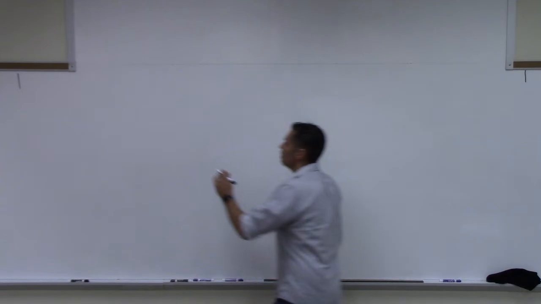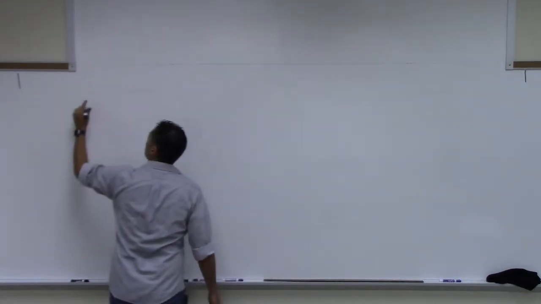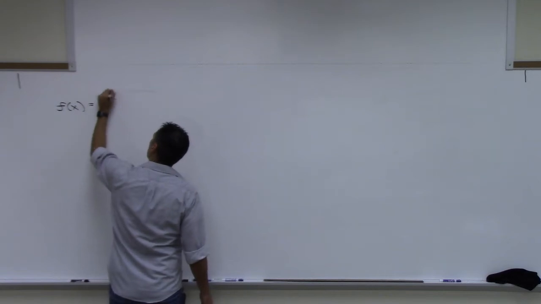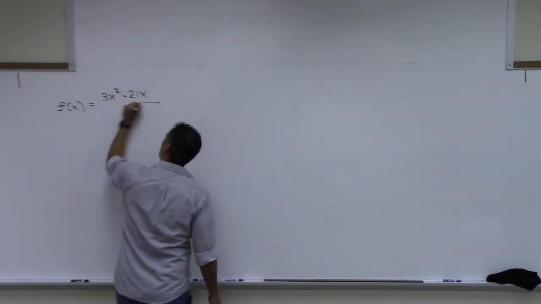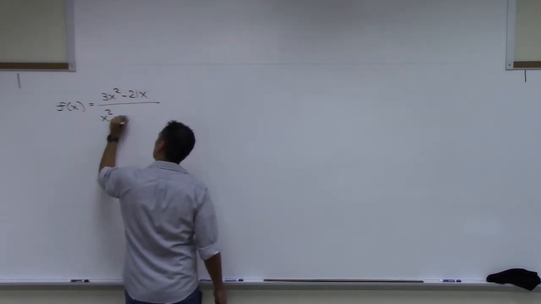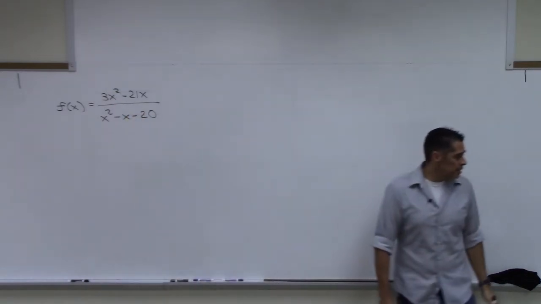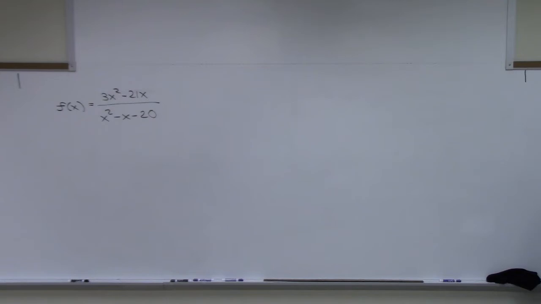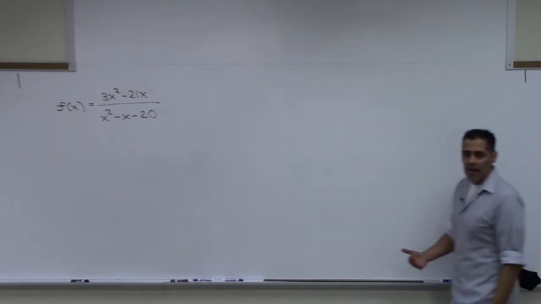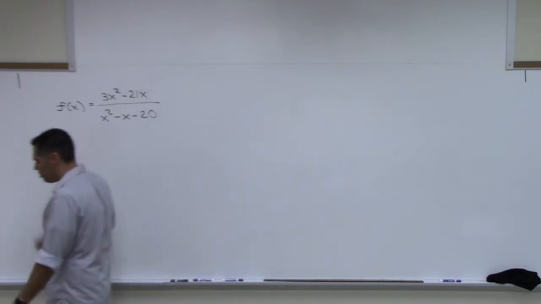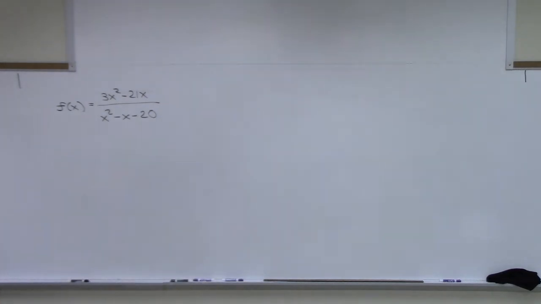Maybe 5. Okay. So f of x, can you just read it out to me, please? F of x equals 3x squared minus 21x over x squared minus x minus 20. Okay. So the instructions here are to sketch this. We're supposed to use the techniques that we had in class, right? So what is the first step to sketching a rational function?